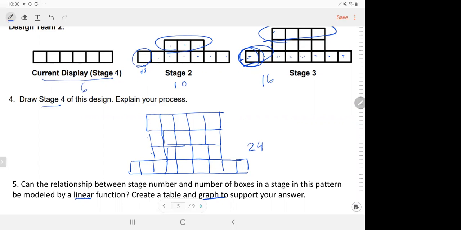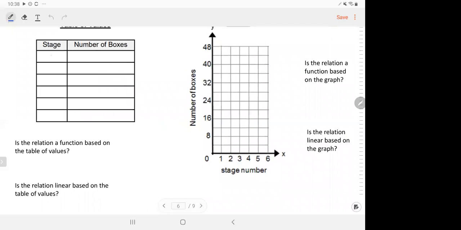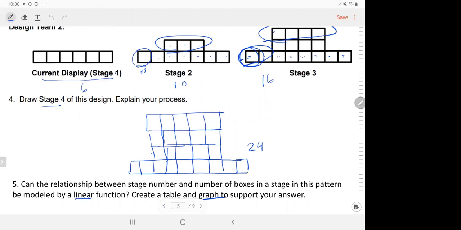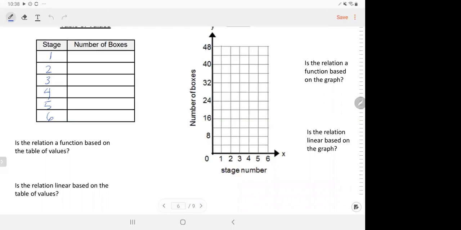Okay, so stage number 1, 2, 3, 4, 5, 6, and a number of boxes. Let's go back here. We said we had 6, 10, 16, and 24.